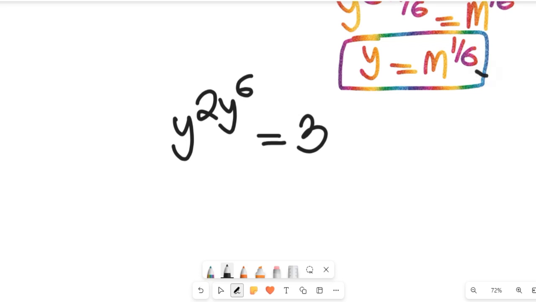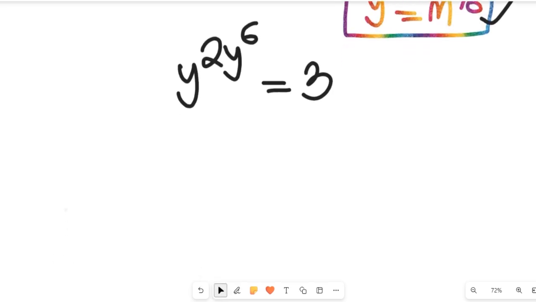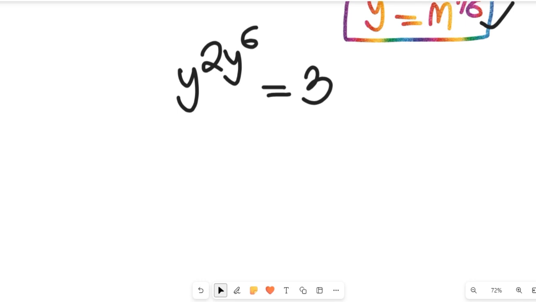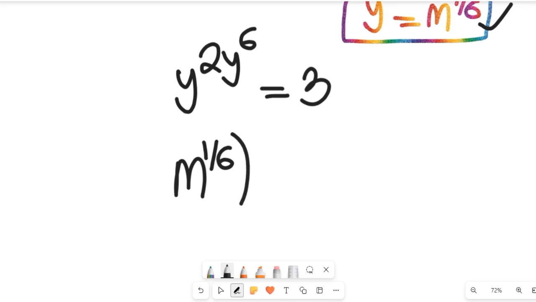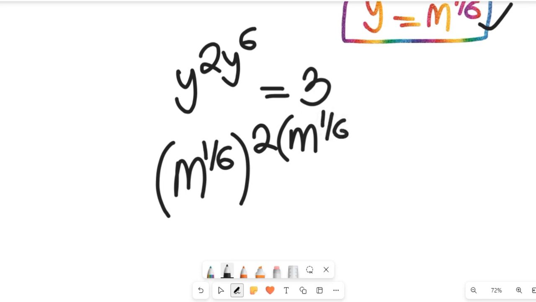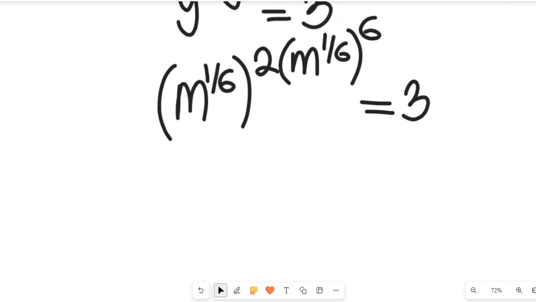So having arrived at this, that means wherever you see y, you replace it with m to the power of 1 divided by 6. So the first one will now give us m to the power of 1 divided by 6, right? And it will be multiplied by 2 multiplied by m to the power of 1 divided by 6, right? All to the power of 6, and this will be equal to 3. Great. Now, having done that, let's simplify.